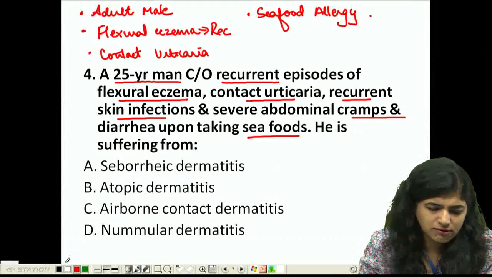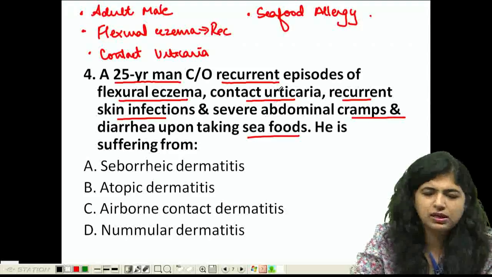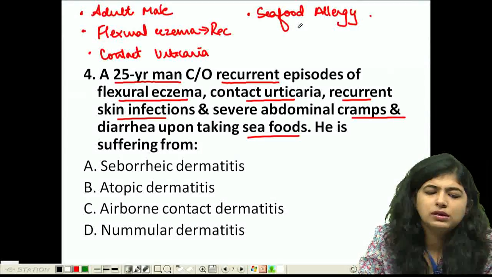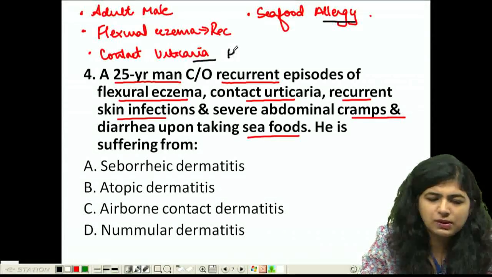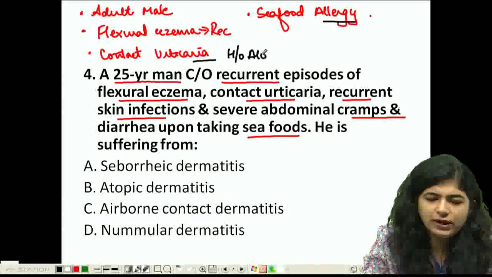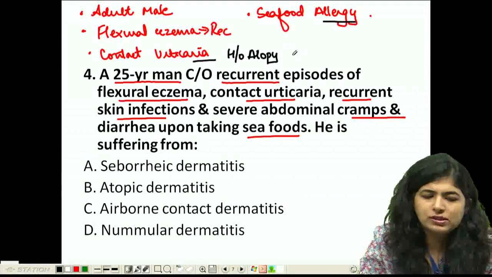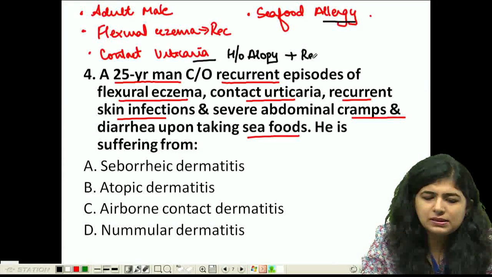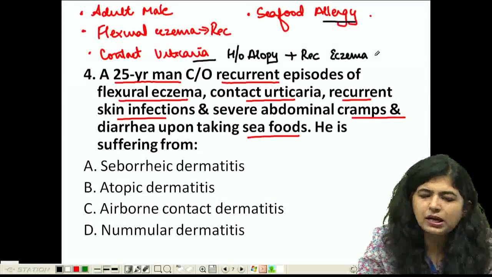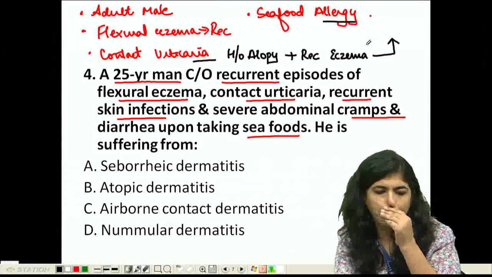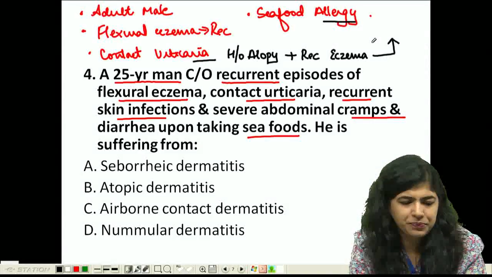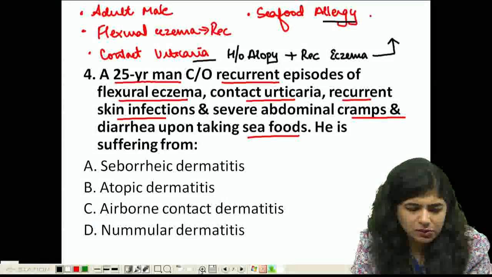Tell me what the answer is. A very easy question. They cannot make it easier than this. So what does this and this mean? This and this means that the person has a history of atopy also. So a history of atopy plus a recurrent eczema in an adult male, what is the answer? Tell me. Very easy one.